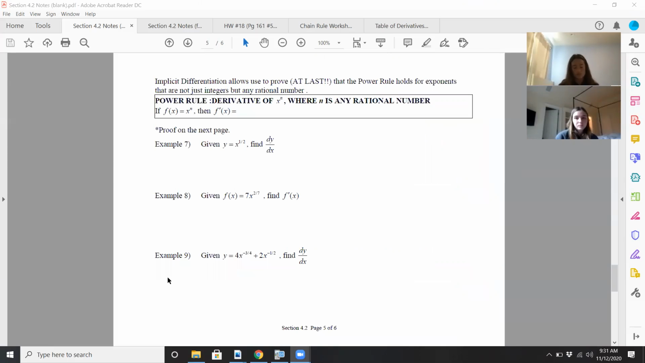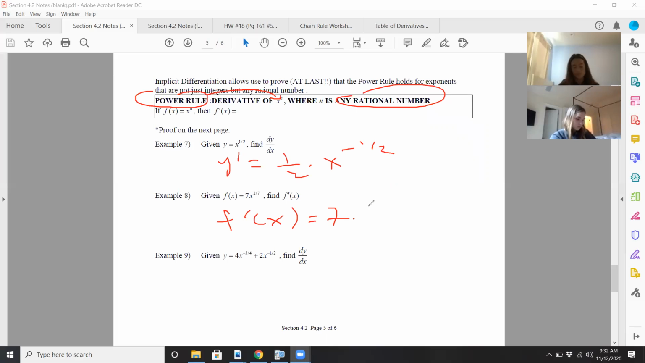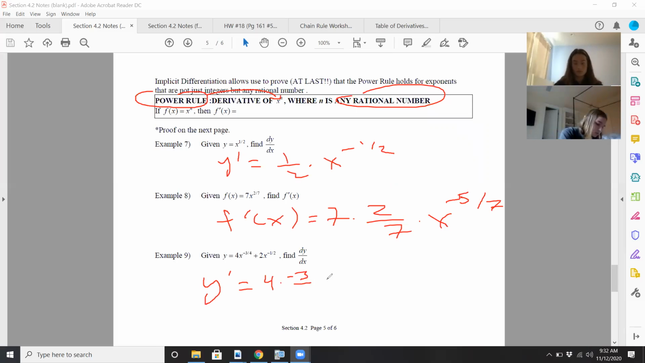All this is just saying is the power rule applies to any exponent. As long as n is a rational number, just do the power rule. Like that's just 1/2 times x to the negative 1/2. That's just going to be 7 times 2/7 times x to the negative 5/7. Our assumption when we did power rule previously was that you had integers or non-integers. I just told you to do it for any real number. So don't really think anything of this. You're just doing what we've been doing all along.